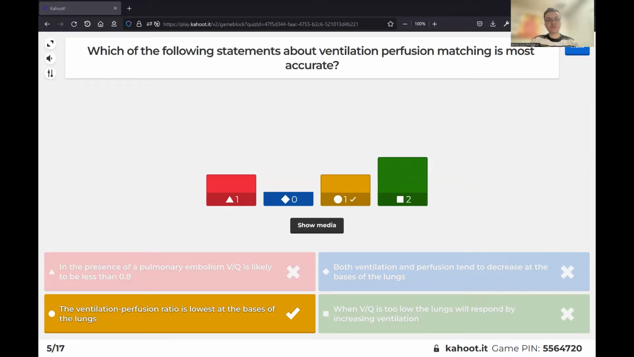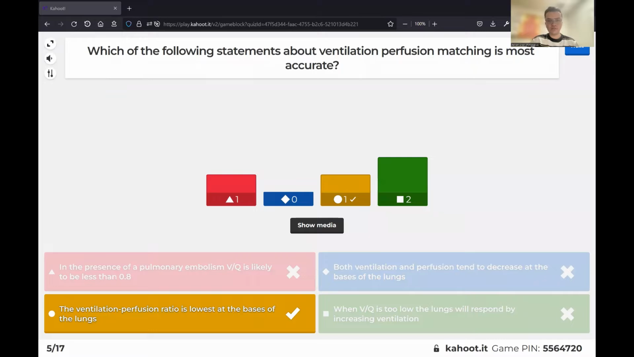So it's just a matter of thinking, why is VQ low in the first place? Generally, it's because you've got a decreased ventilation. And that decreased ventilation is for some reason, probably outside the lungs, that the lungs just can't magically fix. So how is it going to ensure matching remains? It's going to look at the other factor and correct that, so that you have some sort of matching happening.